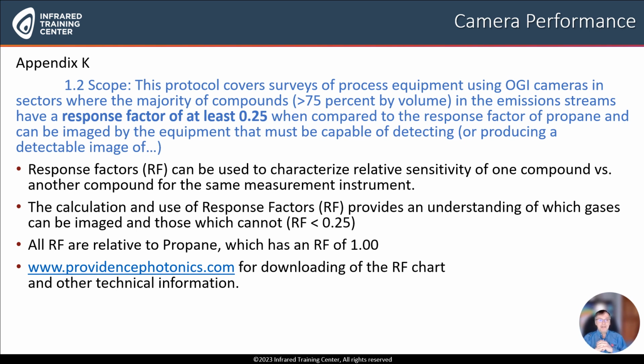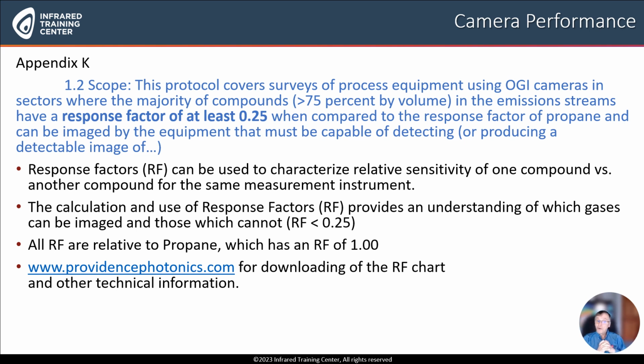Now, what is a response factor? A response factor can be used to characterize the relative sensitivity of one compound versus another for the same measurement instrument. And that goes way beyond optical gas imaging. The calculation and use of response factors provides an understanding of which gases can be imaged and those which cannot. In general, using a response factor of less than 0.25 makes imaging that particular gas very difficult to impossible. And all response factors are calculated relative to propane, which has an RF of 1.